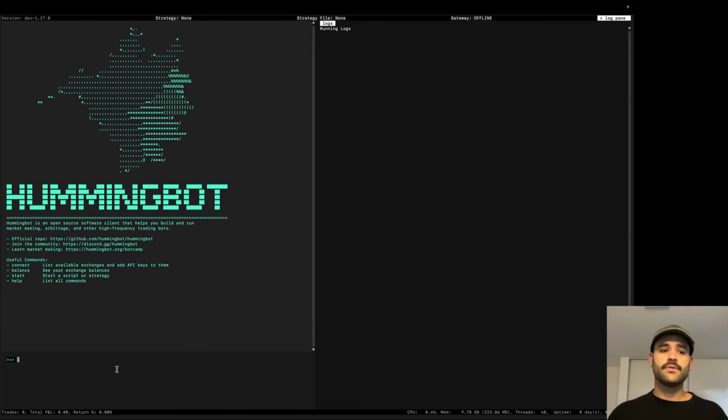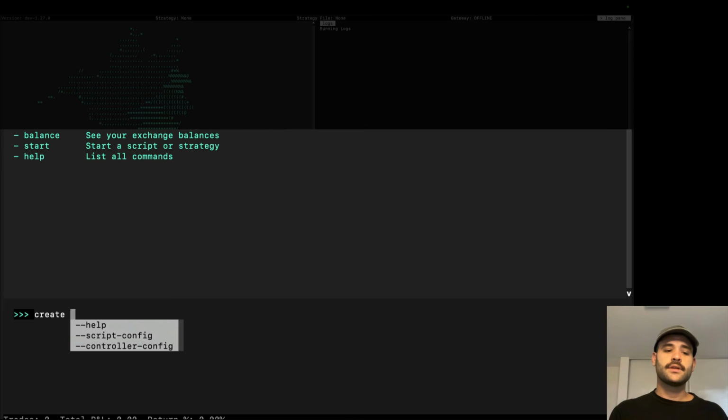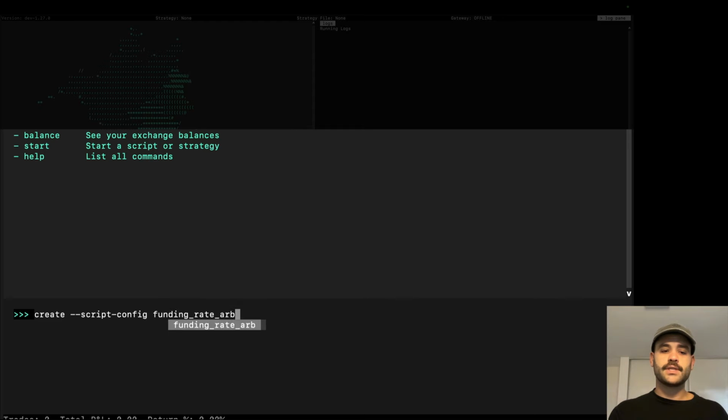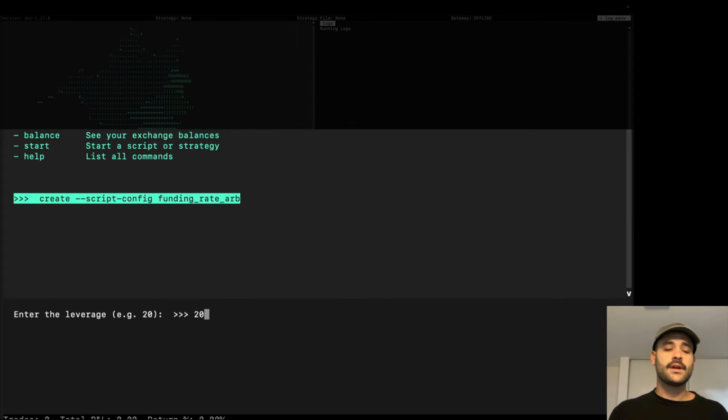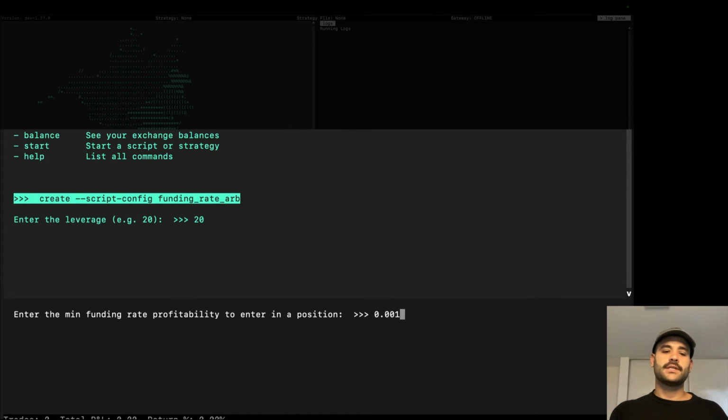So here we put the password and we are going to create the configuration for our strategy. So the first thing will be to run create script config funding rate arb. This is the script that we are going to run. And as you can see, we are asking for the leverage, 20, and the min funding rate profitability to enter a position. This value, in this case, is 0.1% on a daily basis. So here we are saying we are only going to enter a long short if the funding diff between the two markets is greater than 0.1% in a day.